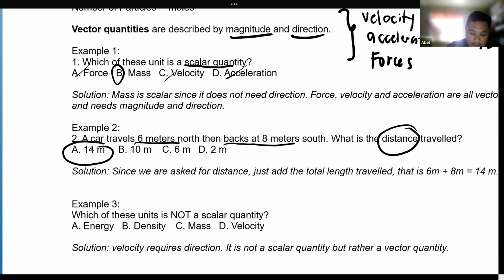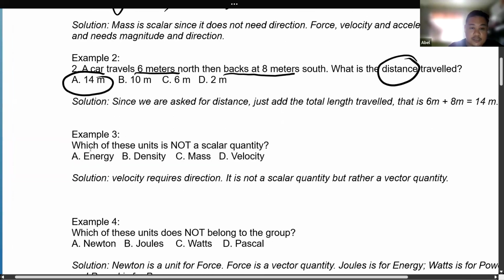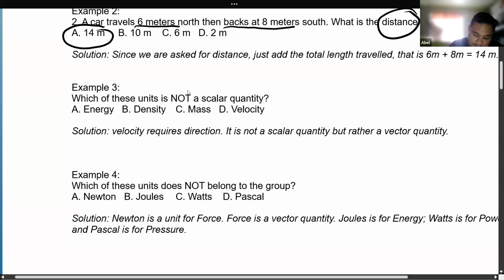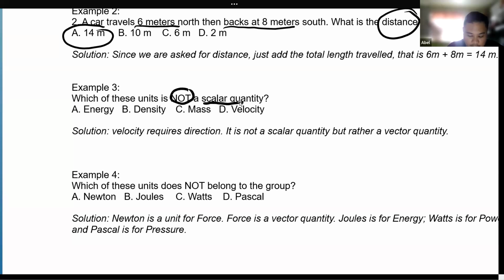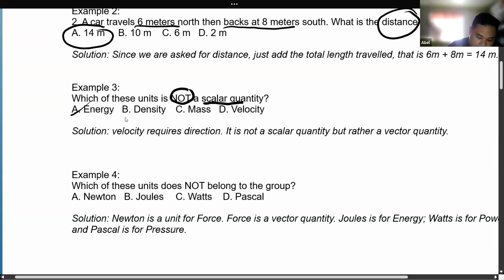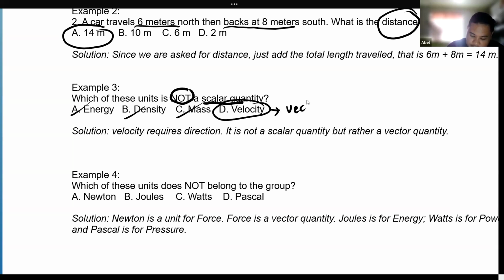Now, how about this number 3? Which of this unit is not, take note of the word term, not a scalar quantity? So we have to look for a vector. Energy is a scalar, density is a scalar, mass is scalar. Therefore, the answer, it is velocity simply because it is a vector quantity which has magnitude and direction.